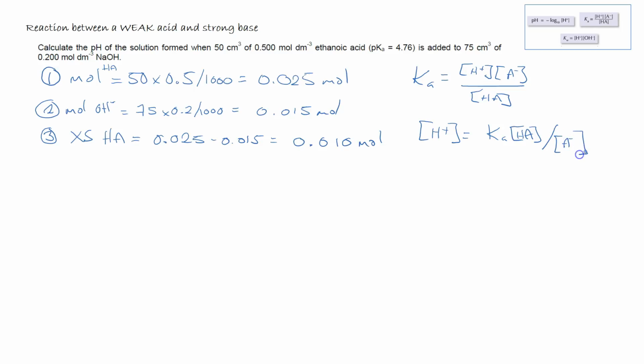Now, previously when we looked at strong and weak acids, and we looked at weak acids, we could say that A minus, the salt, was equivalent to H plus. But now, because we've mixed solutions together, H plus concentration is no longer equivalent to the A minus concentration. And therefore, in order to work out the concentration of H plus, we've got to find out a value for A minus. So we're just going to quickly pause and see if we can work out what the value of A minus would be in this reaction.